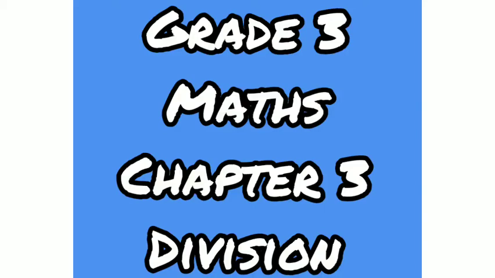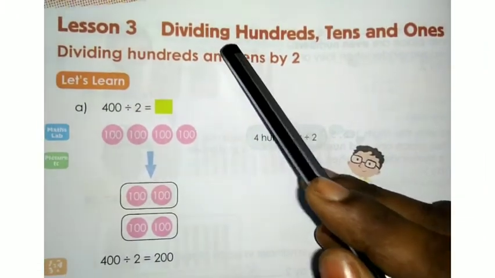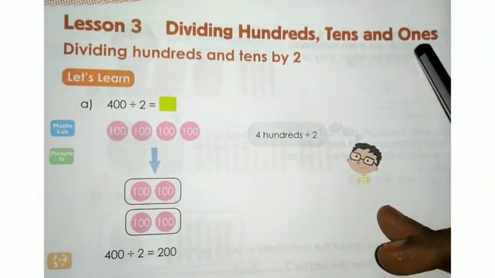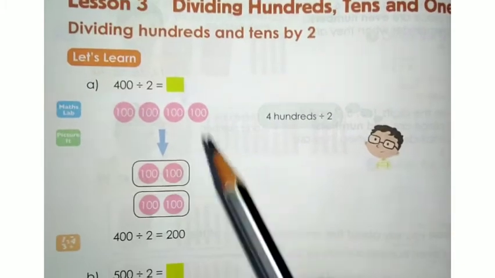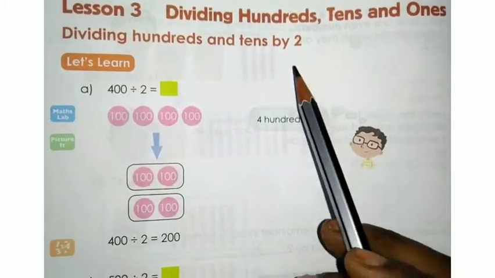Today we are going to see chapter 3, the division part. We have started division already in the previous session. Today we are going to continue it. Dividing hundreds, tens and ones. Dividing hundreds and tens by 2.